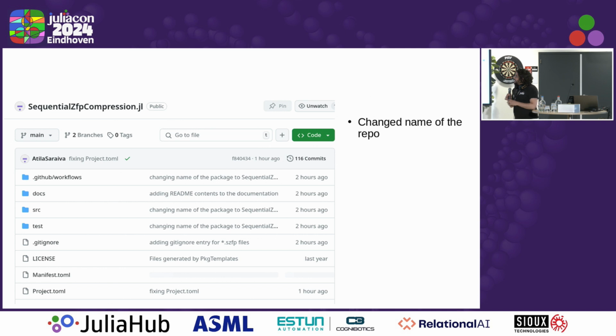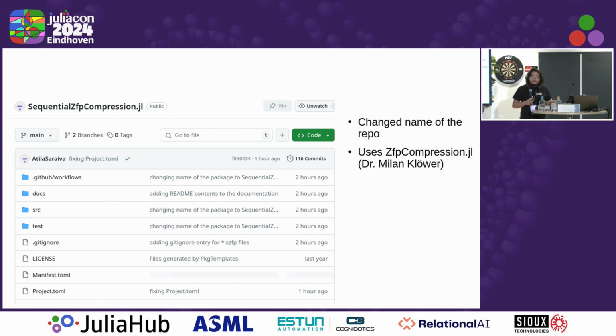So this is the package. I changed the name, actually. In the schedule it is sequential compression. I changed the name to sequential ZFP compression because I don't plan to implement other compression algorithms. So it's just SequentialZFPCompression.jl now.